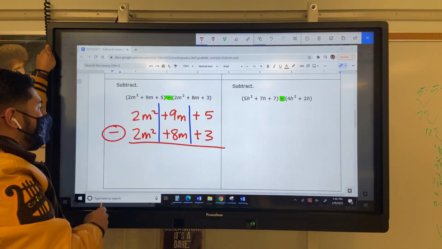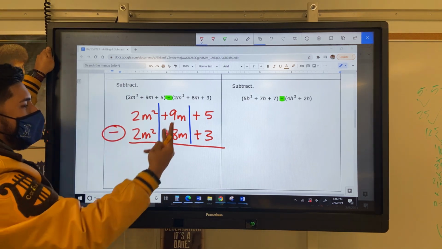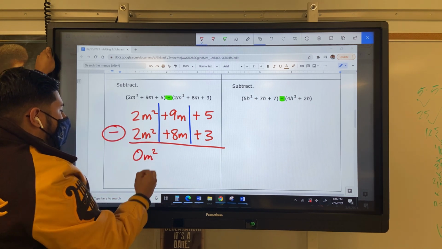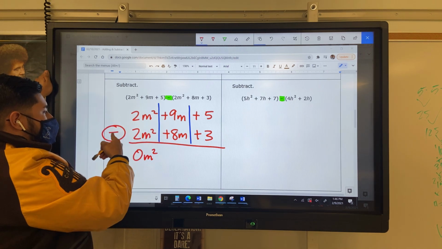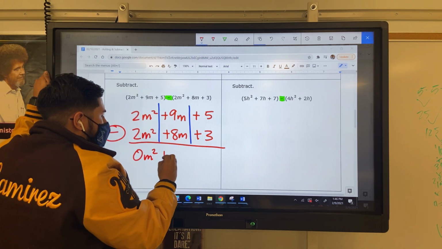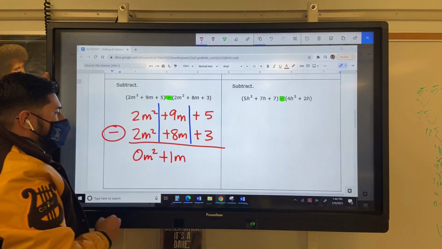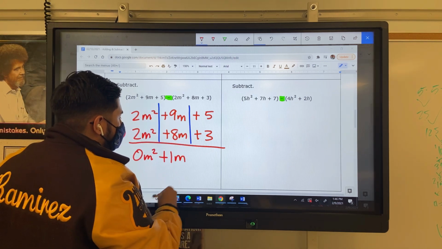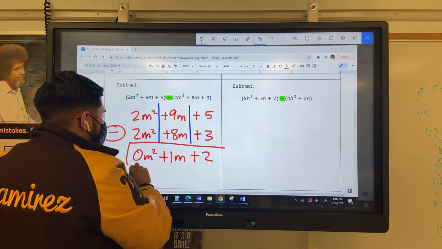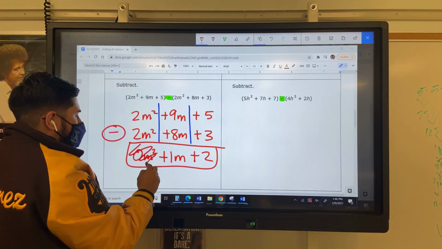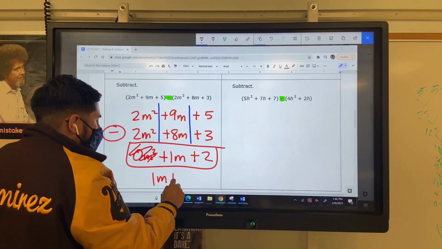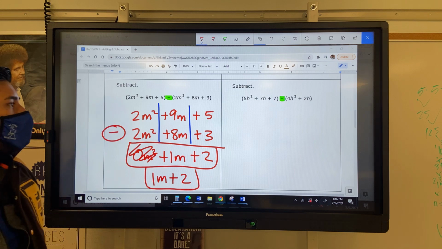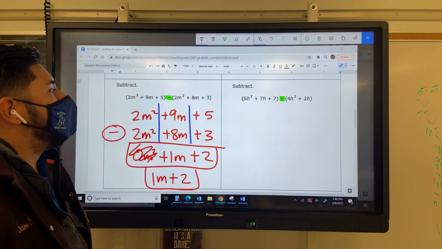All right, here we go. 2 minus 2, if you're using the calculator, if I have my 2 fingers, take away, that's 0 m squared. 9 minus 8, positive 1m. 5 minus 3, 5 minus 3 fingers is 2, positive 2. This is my answer, but we don't need the 0, so then it would just be m plus 2. Nice. Love it.